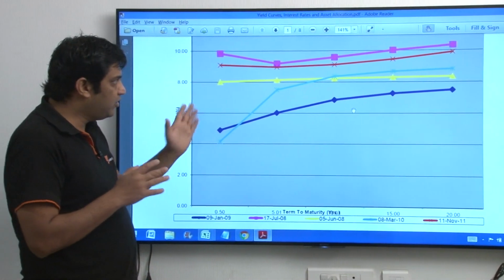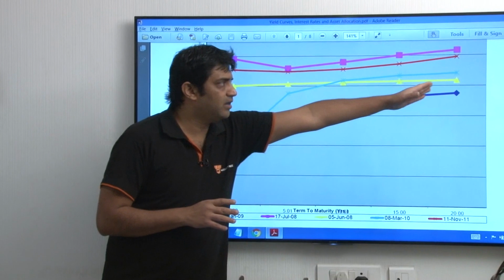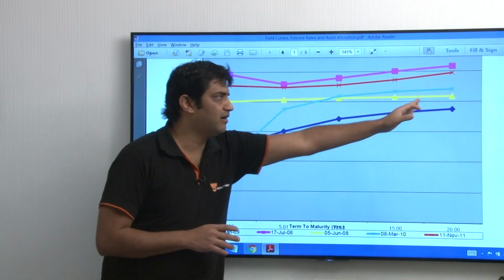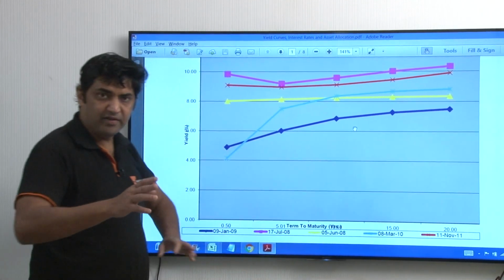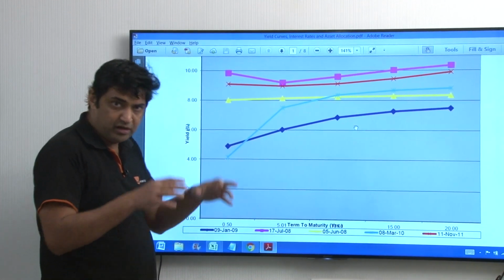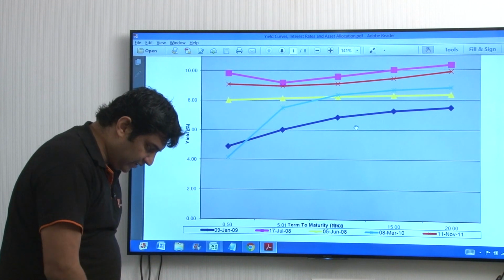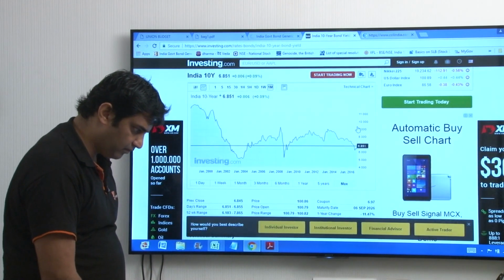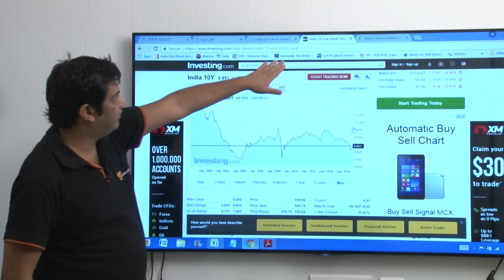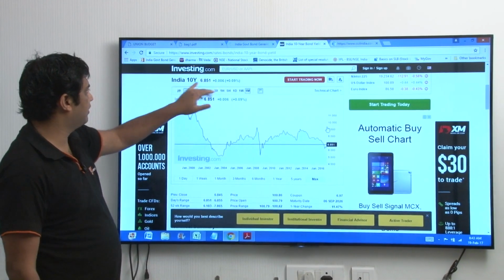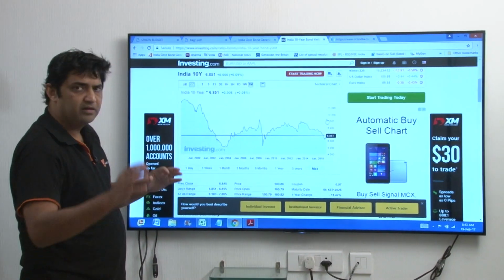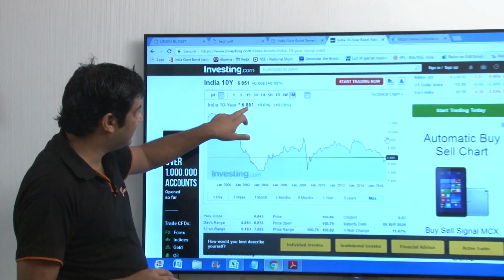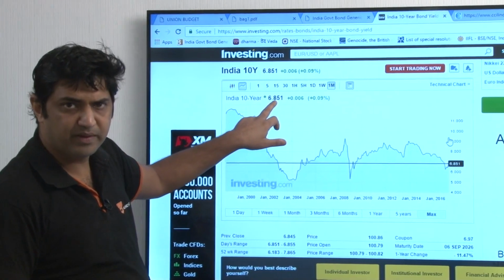When you have such an interest rate scenario, this is known as a flat yield curve, which incidentally we are having today also in early 2017. Let us quickly see this, because this is the latest part. If you go to investing.com and search for India 10-year GSEC, it says that the 10-year GSEC yield is currently at 6.85%.